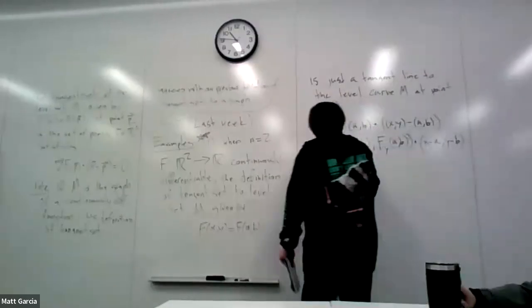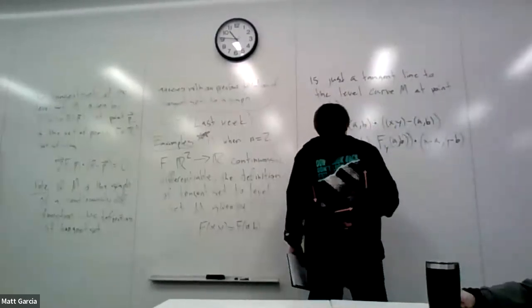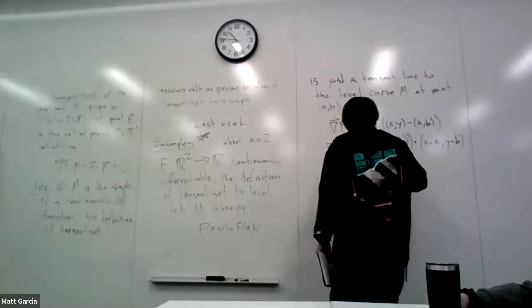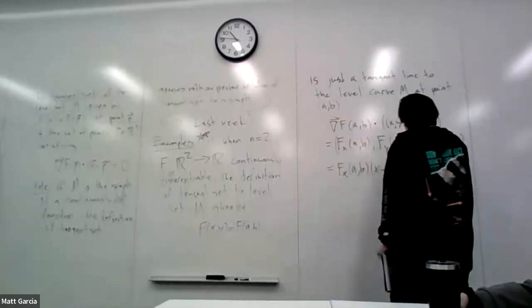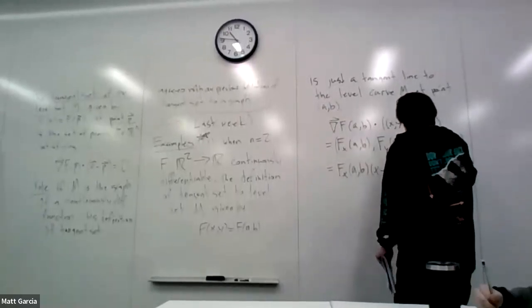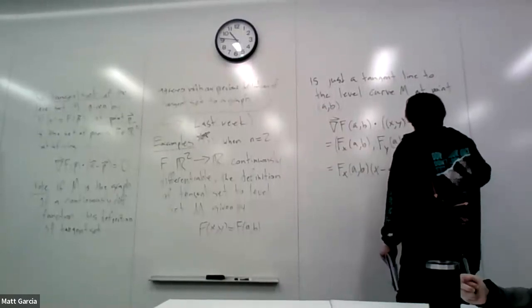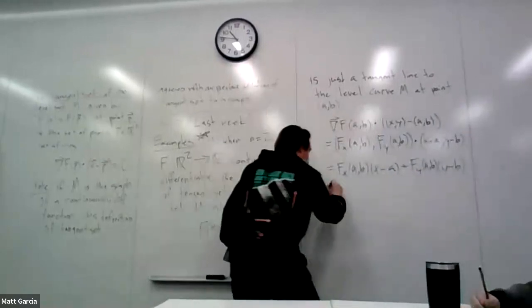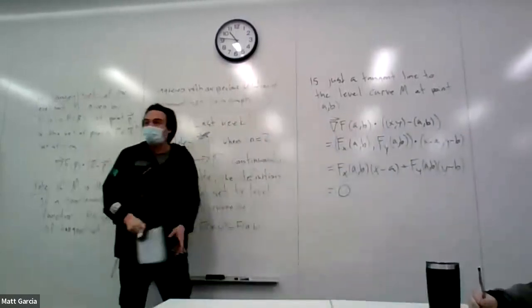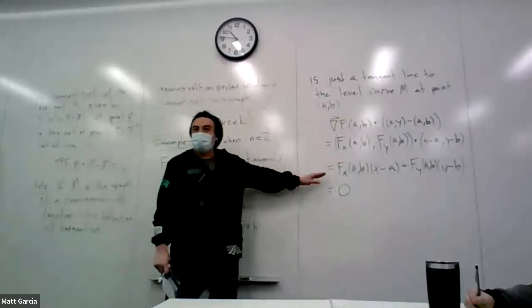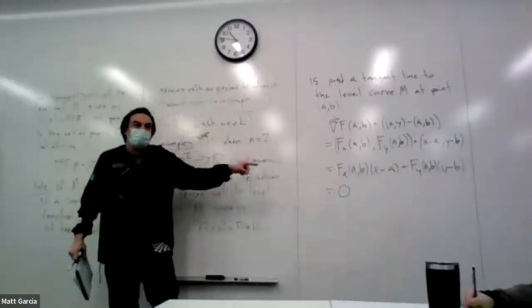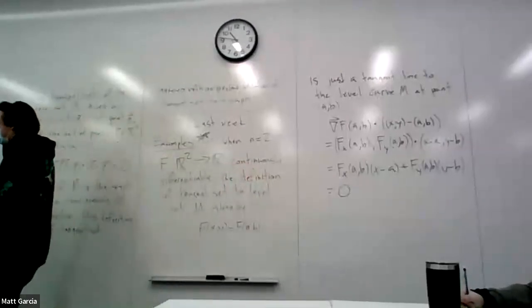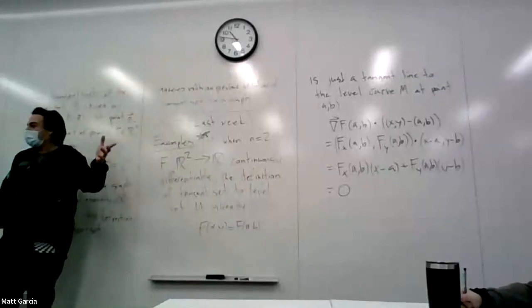Okay, we get partial x evaluated at a comma b times x minus a plus partial y evaluated at a comma b times y minus b equals 0. Hopefully this convinces you of everything I just said. This is an equation of a line. You could think of it as getting the point-slope formula.